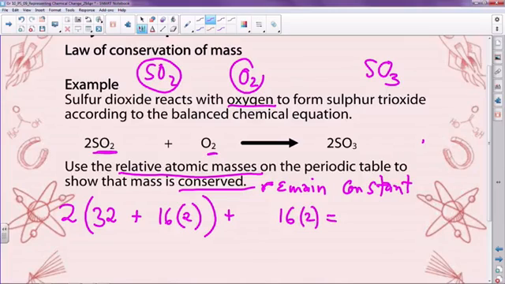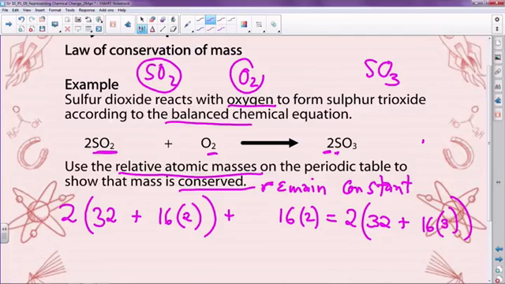In the products, we've got two molecules. So there is 2 multiplied by the 1 for sulfur, which is 32, plus, because we are adding, the sum, plus 16. But how many oxygen atoms are present in a molecule of sulfur trioxide? There are 3 of them. So it's very important for us. This equation has already been balanced in terms of the number of molecules on the left as well as on the right.